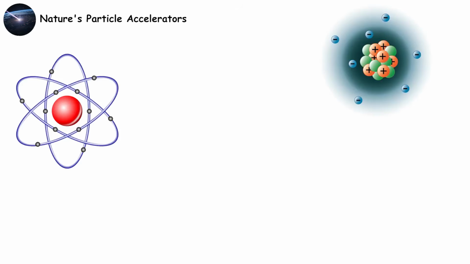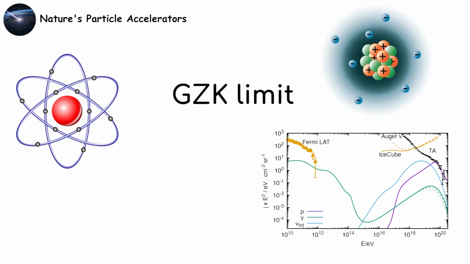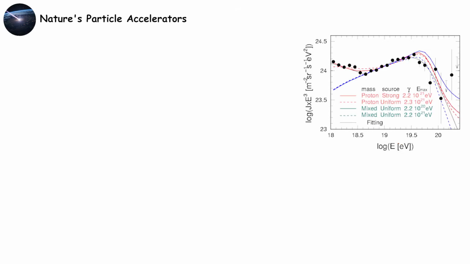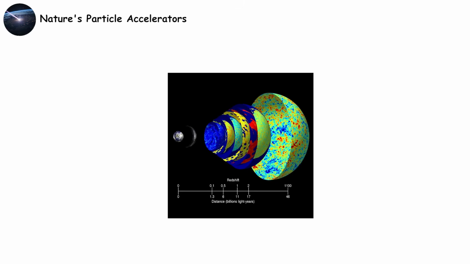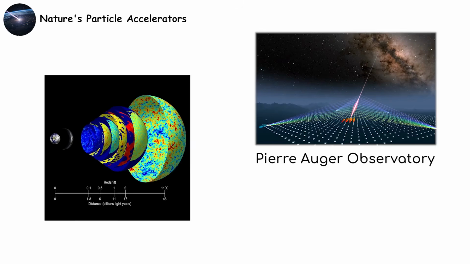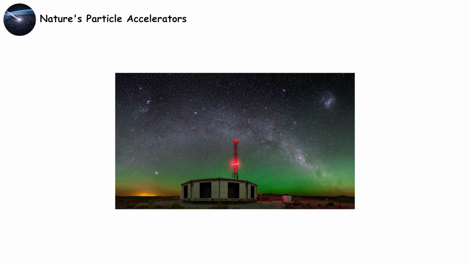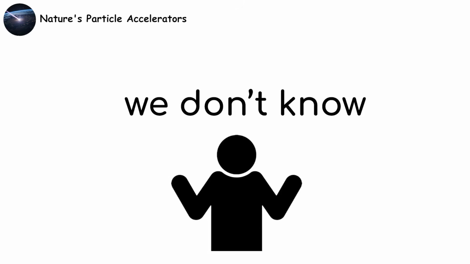There should be a natural cutoff for these energies called the GZK limit, around 10 to the 20th electron volts. Above that threshold, cosmic rays interact with the cosmic microwave background and lose energy rapidly. They shouldn't be able to travel far. But detectors like the Pierre Auger Observatory and Telescope Array have recorded particles at or above this limit, and we don't know where they're coming from.